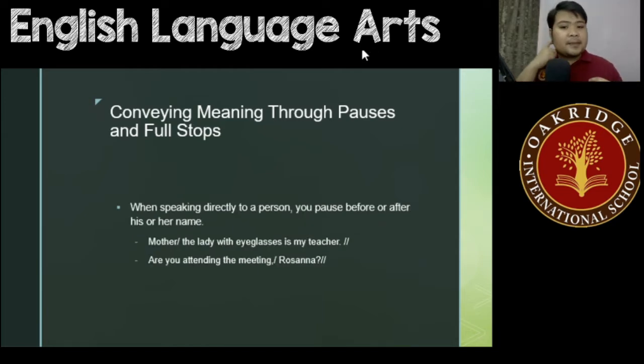Okay, so here are some examples. Number one would be when speaking directly to a person, you pause before or after his or her name. So example, right? Mother, the lady with eyeglasses is my teacher. 1 slash would be just a pause. 2 slashes would be a full stop. So there we go. Mother, the lady with eyeglasses is my teacher. You have a pause, a 1 to 2 second pause, and then a full stop.